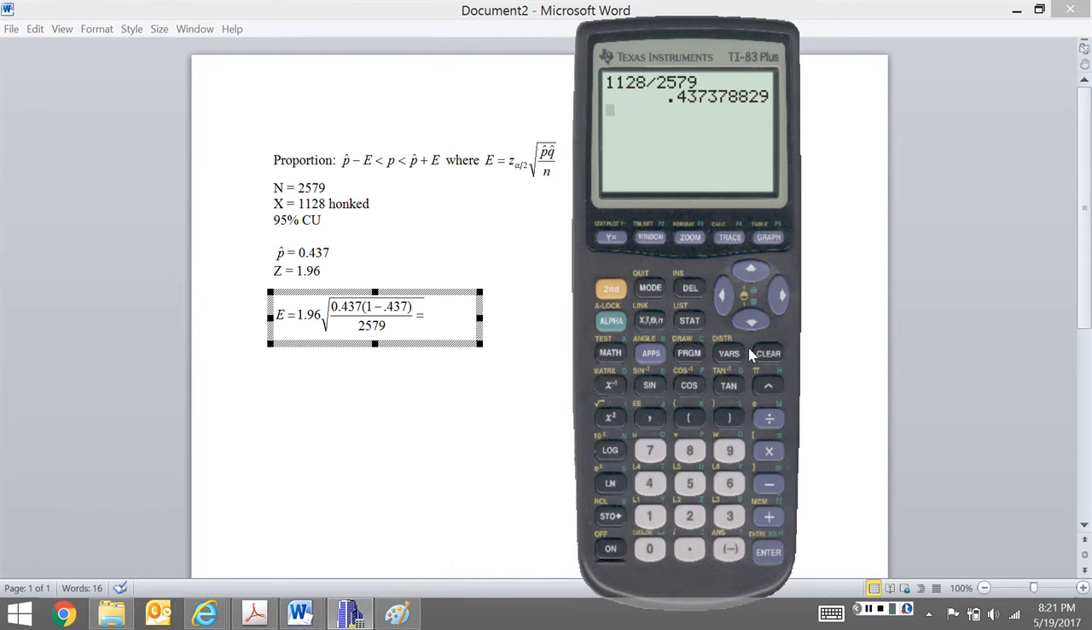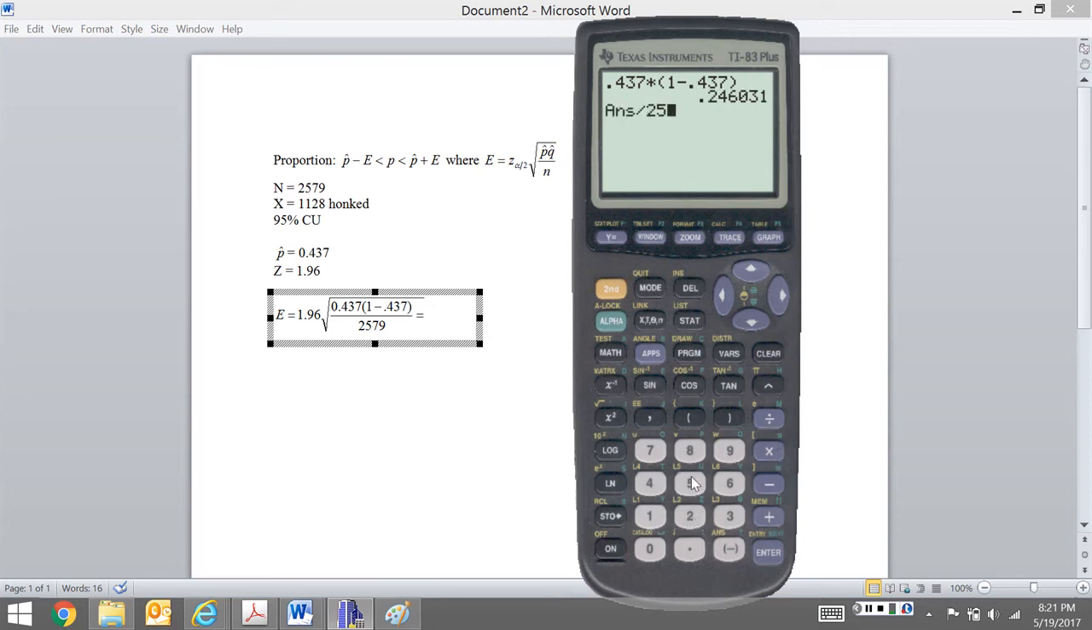Let's get out my calculator. So I'm going to start here and do 0.437 times 1 minus 0.437. Okay, then I'm going to divide.